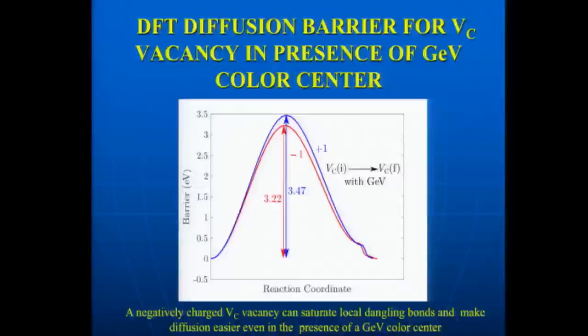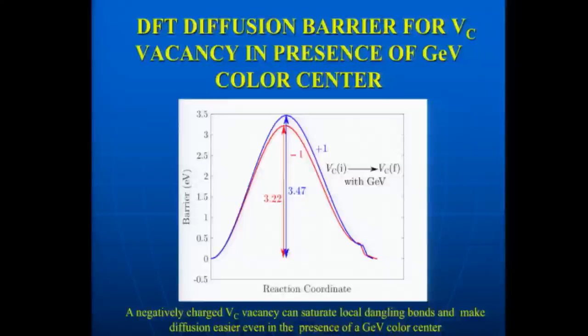So here is a prediction or an answer from what theory can tell us. Suppose you have a carbon vacancy inside bulk diamond, and you want to know how its diffusion is affected if you have some remote stationary color center, for example, the germanium vacancy. Well, it turns out that there's going to be a barrier height that the vacancy has to pass through. But that barrier height is going to depend upon the charge state of that carbon vacancy. And we have predicted that, in fact, if that charge state is negative, it's going to be easier for that carbon vacancy to diffuse throughout the crystal in the presence of that color center than if it were positively charged. There's an easy way to understand that.